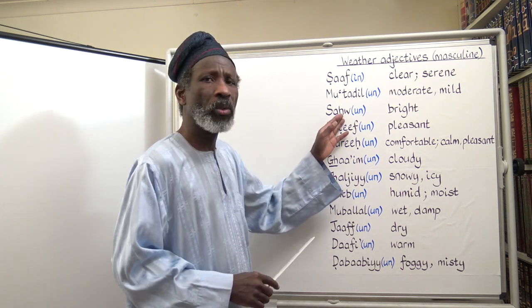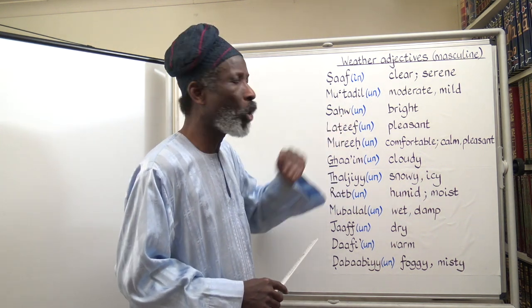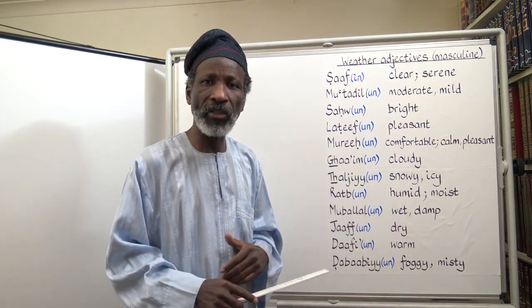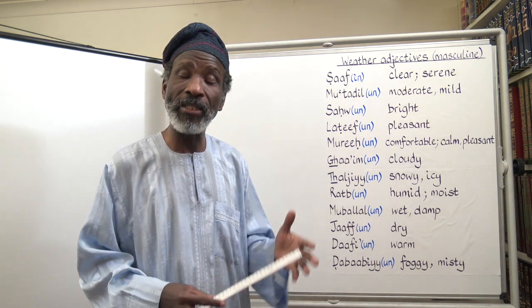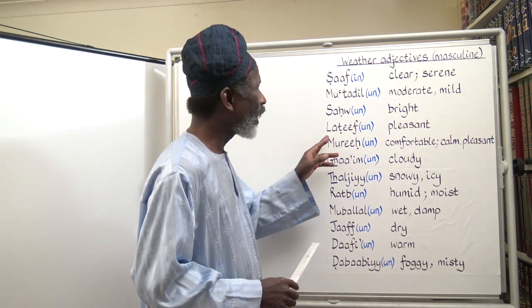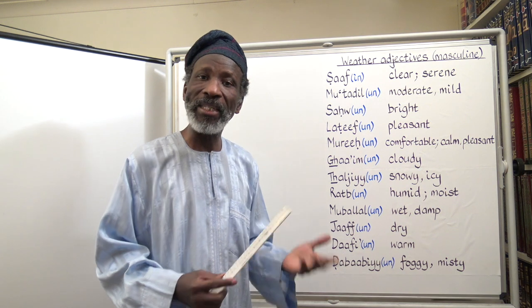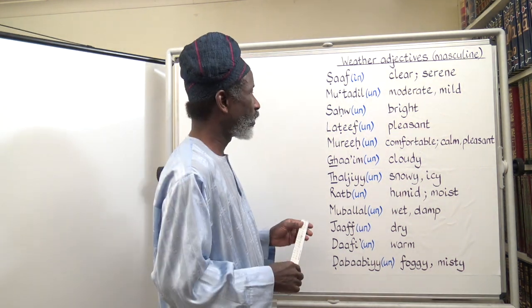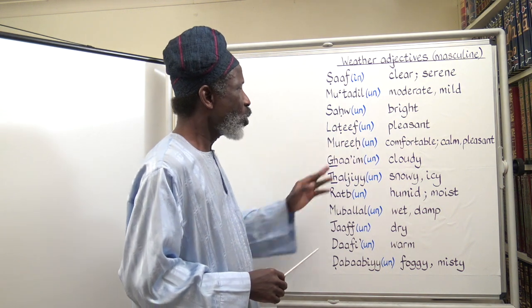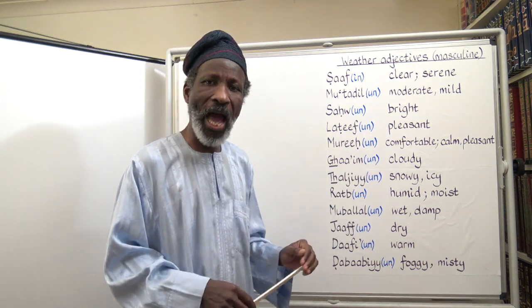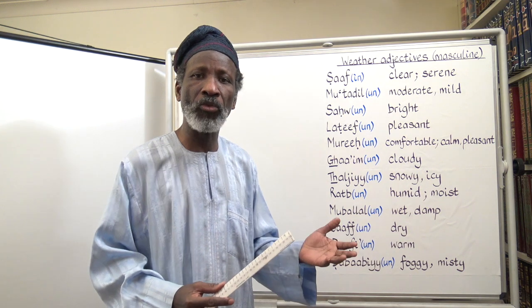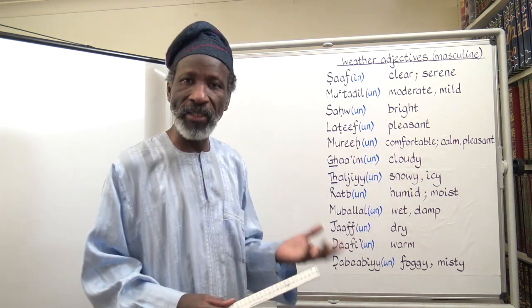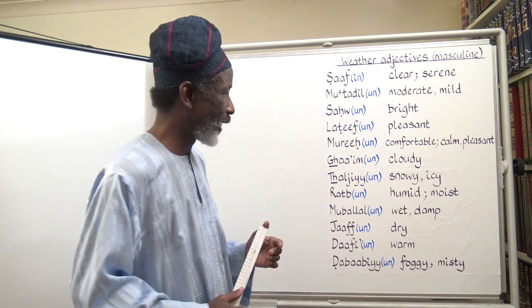الجو صحو, that means bright. The weather is bright. لطيف, pleasant. الجو لطيف اليوم, pleasant. مريح, الجو مريح اليوم, weather is comfortable or pleasant as well, comfortable today.